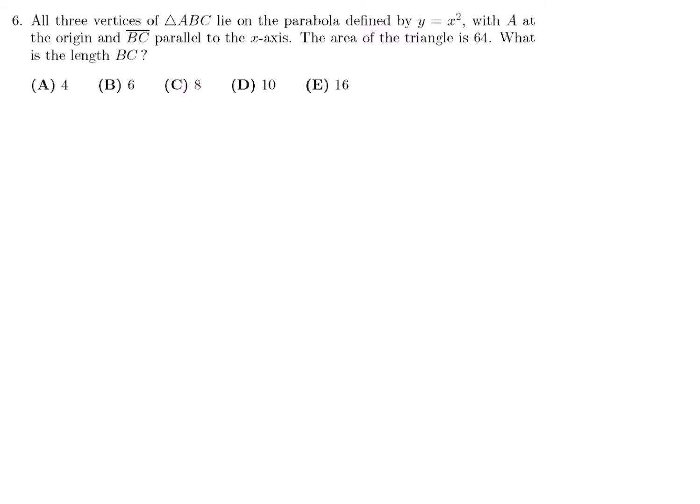All three vertices of triangle ABC lie on the parabola defined by y equals x squared, with A at the origin and BC parallel to the x-axis. The area of the triangle is 64. What is the length of BC?